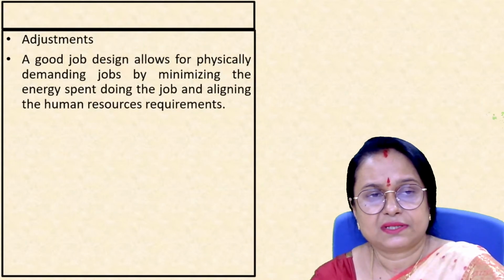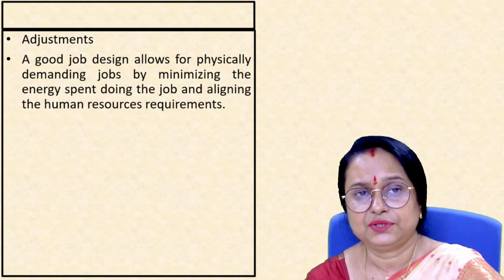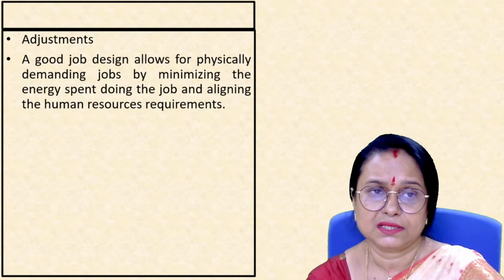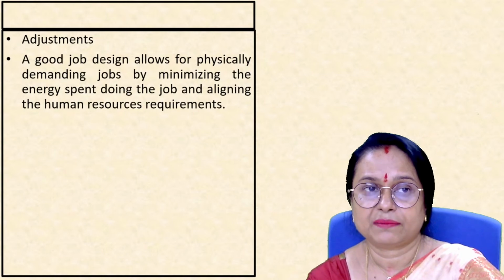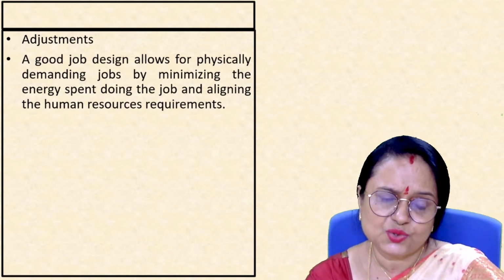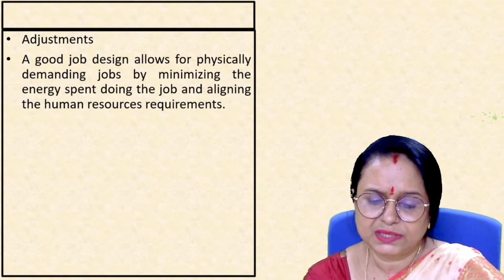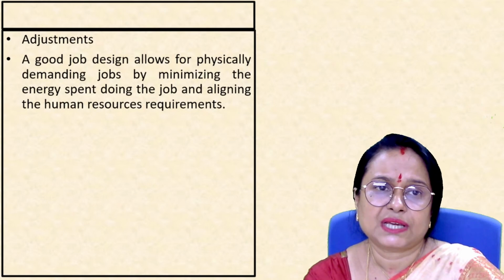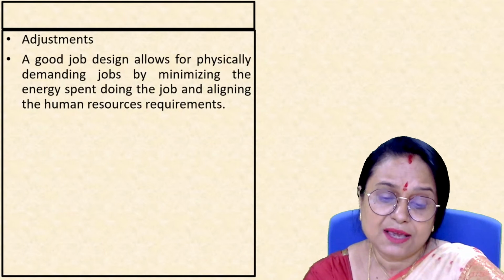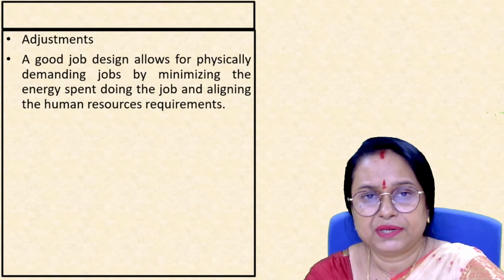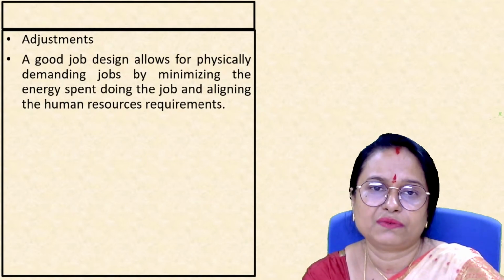Then adjustments. A good job design allows for physically demanding jobs by minimizing the energy spent doing the job and aligning the human resources requirement. So there is always a scope of adjustment in every good design. Maybe job design, maybe organization design. Ultimately, who is performing? Employees are performing. So employees are ultimately human beings. There has to be a scope of adjustment always.